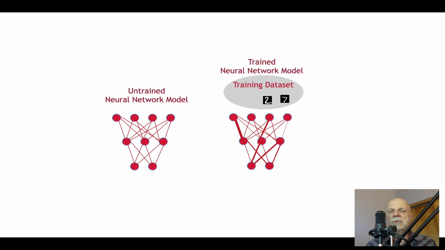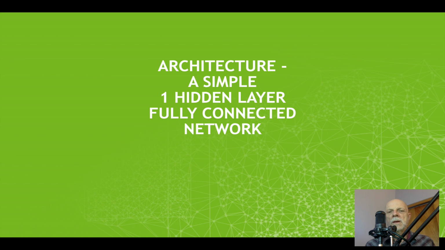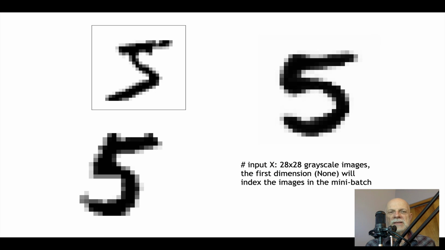So we have this untrained neural network that just randomly selects weights. And then in training, we're adjusting these weights to do better and better on the training data. And what I've shown you so far is a very simple architecture. We have one hidden layer. A hidden layer is one that's in the middle between the input and the output. So that layer in between is called a hidden layer, and it's fully connected. And what I mean by that, I'll show you in a second.